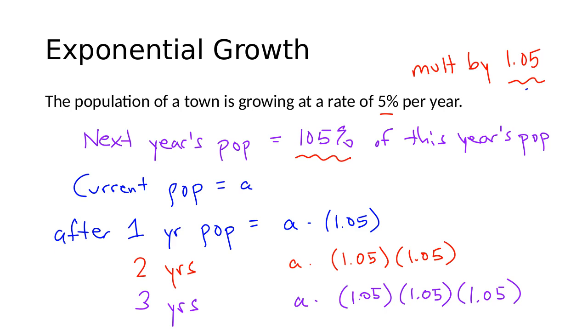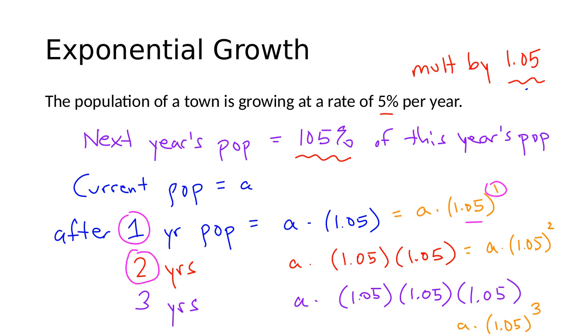And that leads us to a pattern here where after 1 year, what I've got here is A times 1.05 one time. And after 2 years, I could say that it's A times 1.05 squared. And after 3 years, it's A times 1.05 raised to the third power. So again, after 1 year, I need to multiply by that growth factor one time, raise it to the first power. After 2 years, I need to multiply that growth factor twice, so I'm raising it to the second power.